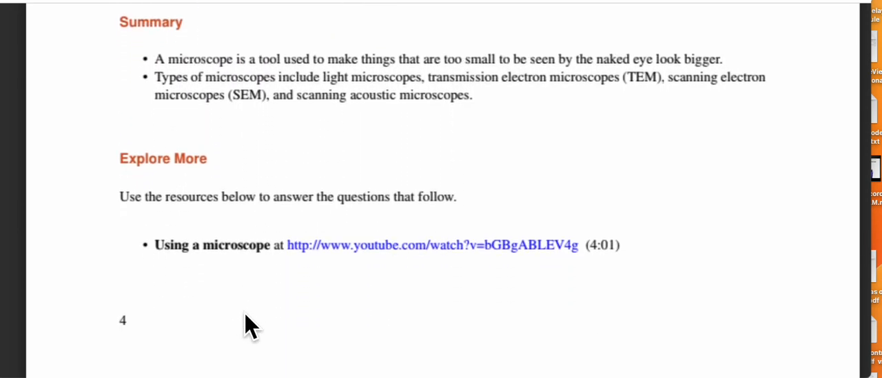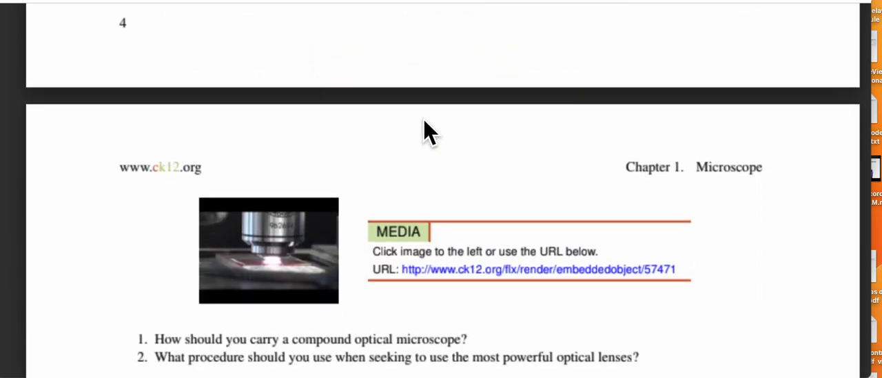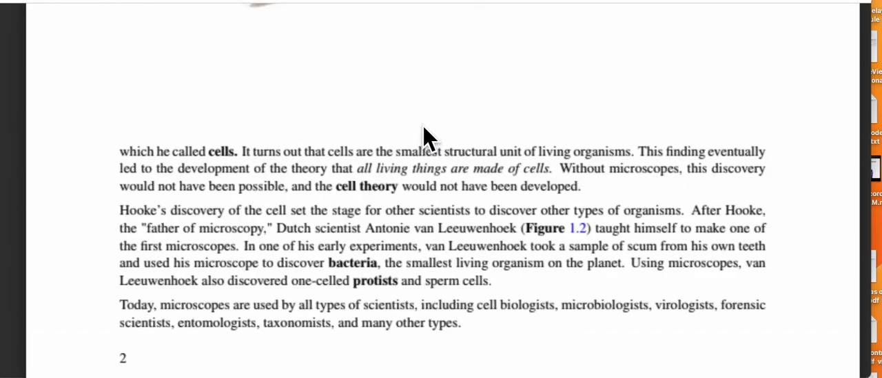So there's our summary. A microscope is a tool made to make things that the naked eye can't see look bigger. And types of microscopes include light microscopes, transmission electron microscopes, scanning electron microscopes, and acoustic microscopes. There's your reading. Answer the 10 questions that are on the Google Doc.